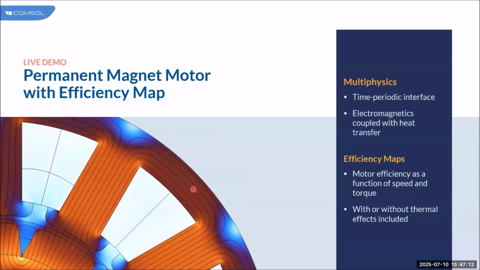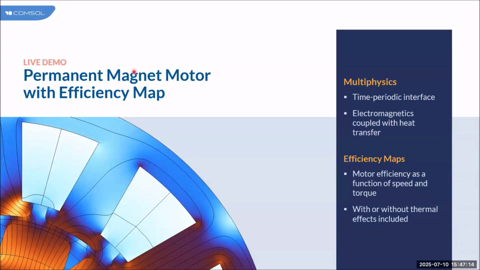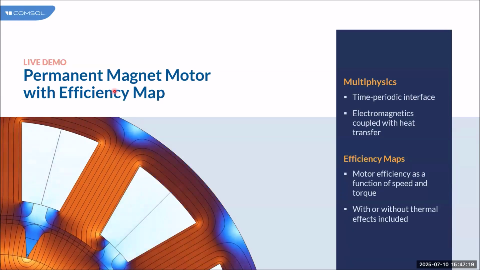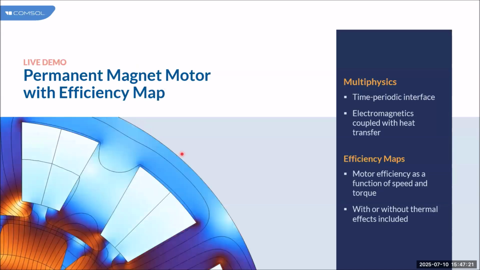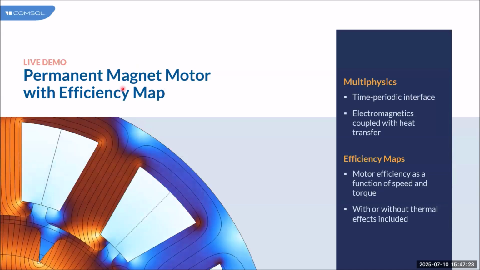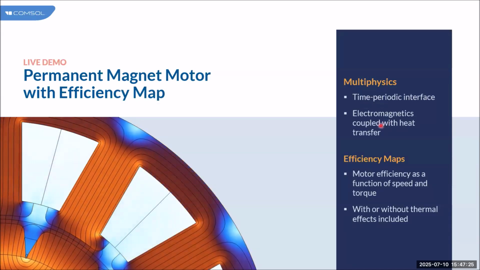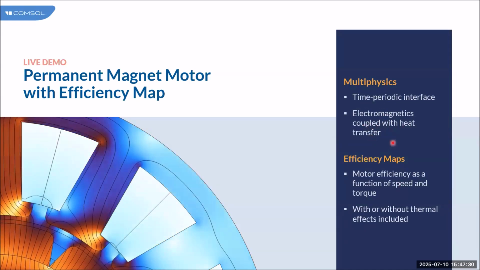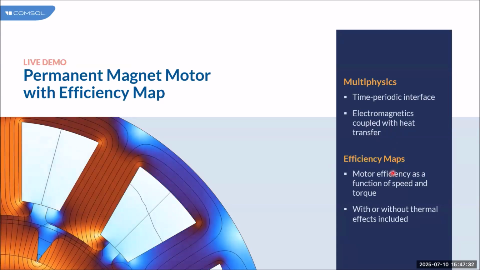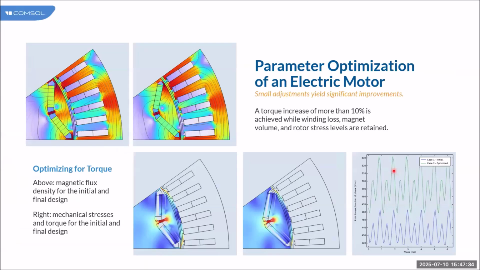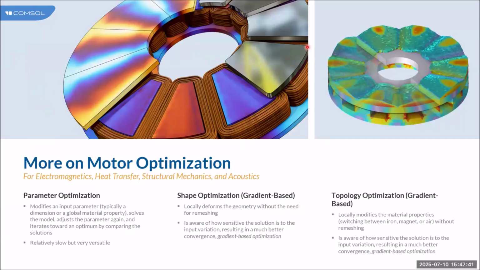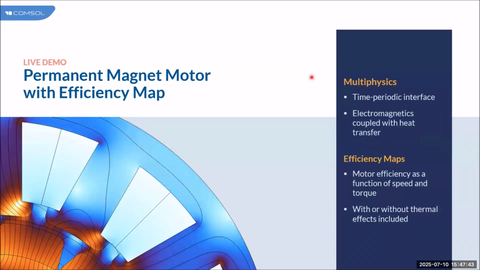Now, for a better understanding of how it is really done with COMSOL, we will be looking into a live demo involving the permanent magnet motor example, which is quite an easy one. At the same time, it shows both the electromagnetic aspect as well as how we can couple it with heat transfer. Just before, I showed you the graphs or analysis on heat transfer and efficiency maps. So that is what we are going to deal with now in the live demo.